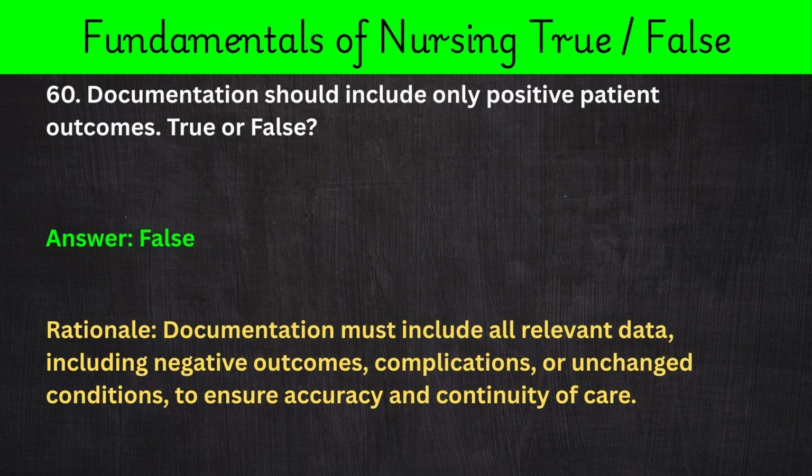True or false? Answer. False. Rationale. Documentation must include all relevant data, including negative outcomes, complications, or unchanged conditions, to ensure accuracy and continuity of care.